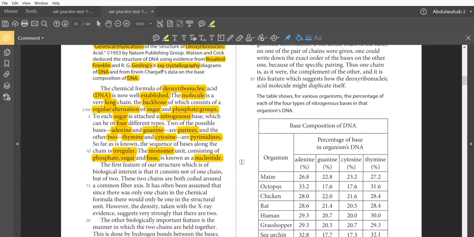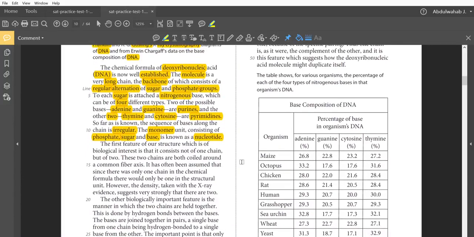So, again, for the SAT, you really don't need to come to the exam with any previous knowledge of anything, because you're going to answer all of the questions depending on what's stated in the text itself. The first feature of our structure, which is of biological interest, is that it consists not of 1 chain, but of 2. So there are 2 chains in the DNA. These 2 chains are both coiled around a common fiber axis. So they're coiled around each other, and the thing that they're coiled or rotated around is a common fiber axis.